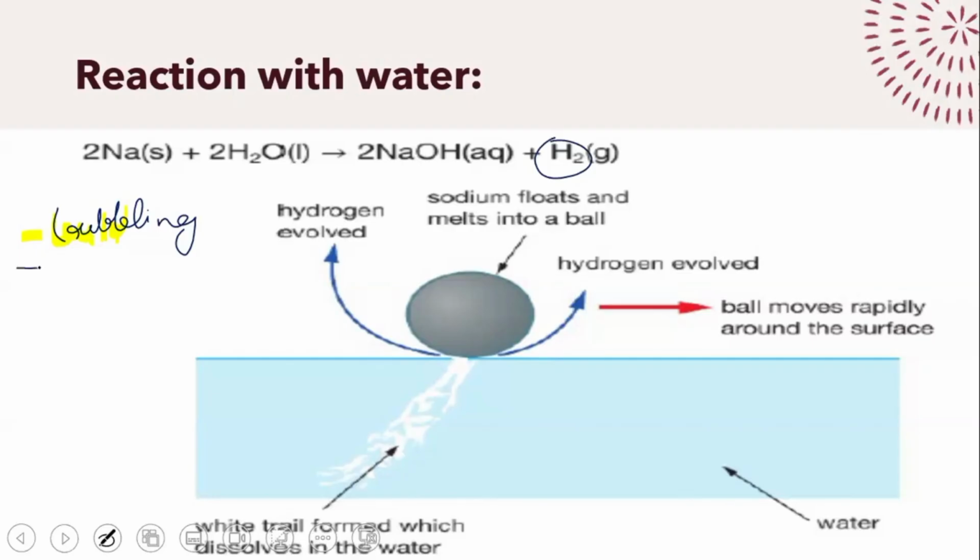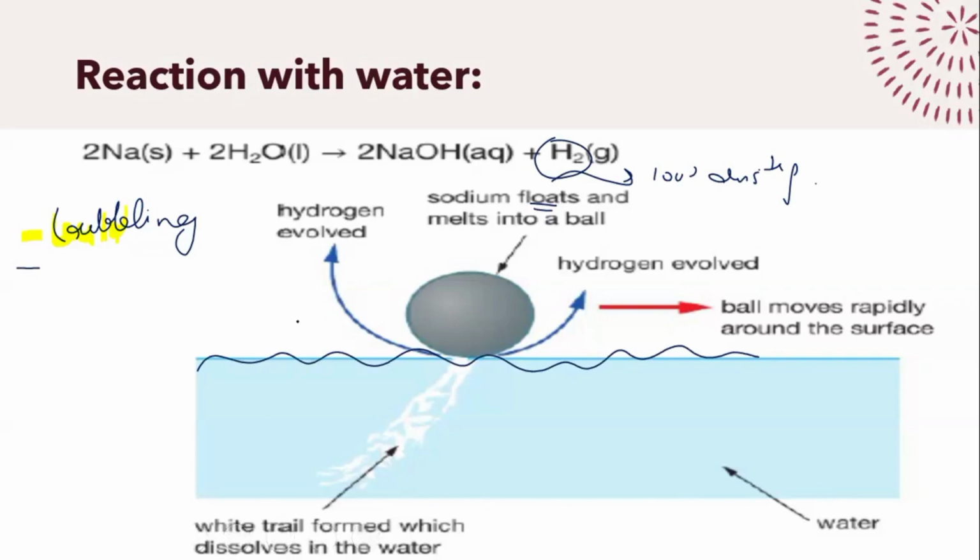Then, you will see that the piece of metal is going to be floating on the surface of the water. Why is it floating? Because it has got low density. And it's literally going to be running around, moving on the surface of the water. Why? The hydrogen gas that's being produced is going to cause it to move from one side to the other.